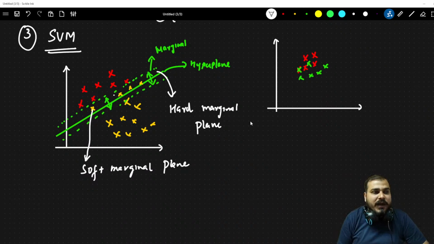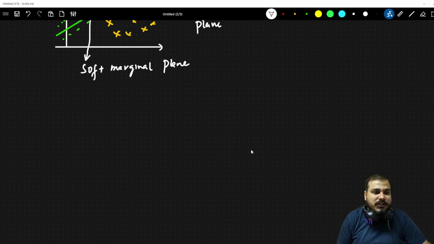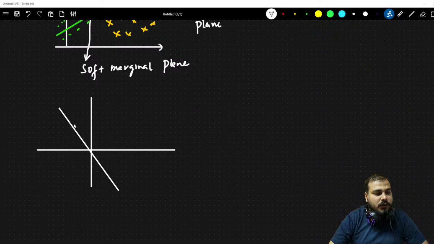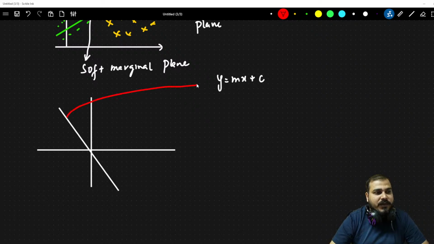Now, how do we go ahead and create all these marginal planes? It's very simple. Just imagine in this specific way that initially, let's consider that I have these data points. Suppose this is my best fit line. How do we give this best fit line as an equation? We basically say y is equal to mx plus c, right?